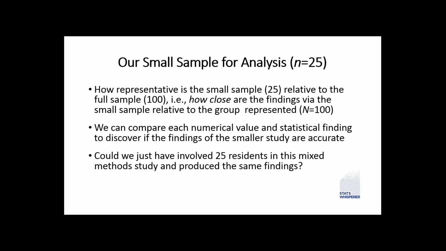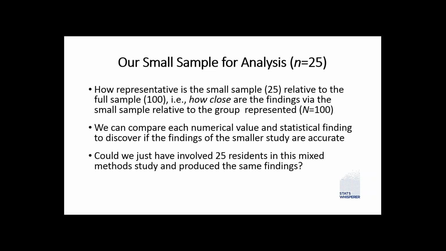However much the findings using the 25 deviate from what we had with the full 100, we know the findings are missing something. So what we want to know is how close the findings with the 25 residents are relative to the findings with the full 100. That's what's so interesting about this analysis. We know the actual relationships that exist. Now with this smaller sample, we want to see if those relationships are evident.